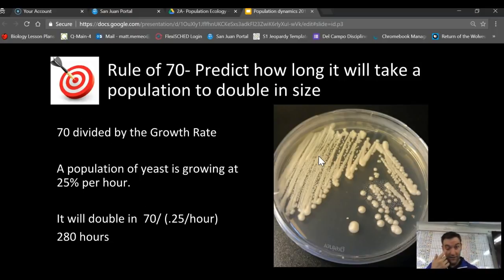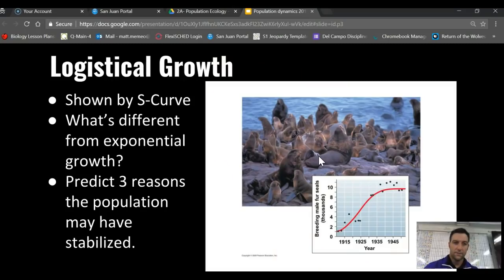The rule of 70 goes with this exponential growth. When we look at the rule of 70, we have this number, 70, divided by the growth rate. So if we look at the percentage, you're going to divide 70 by your growth rate percentage. If you're looking at a growth rate of 25% per hour, in 280 hours, it will double. So it's the rule of 70 for exponential growth: 70 divided by the percentage growth, in the given time period that you want.